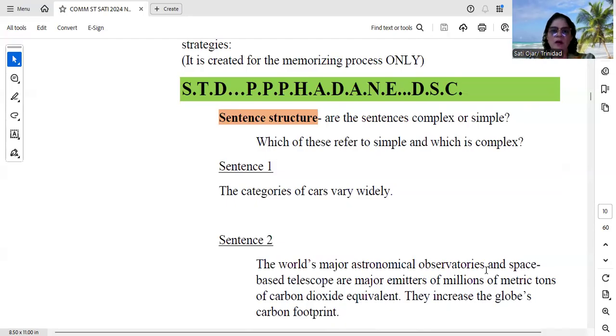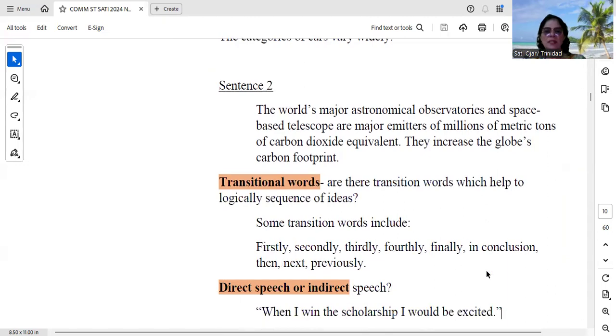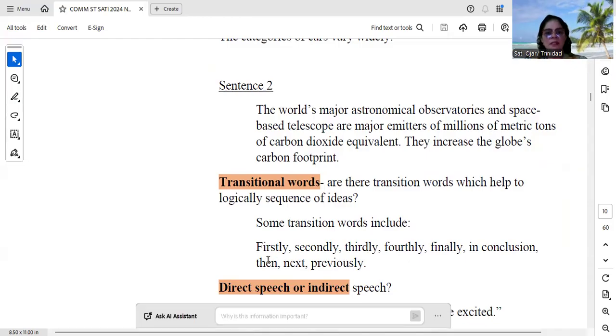This is an example of a complex sentence. So, next one in organizational techniques is transitional words. Have you located words that logically link or sequence the ideas in the passage? Some of these can be firstly, secondly, thirdly, fourthly, fifthly, finally, in conclusion, then, next, and previously.